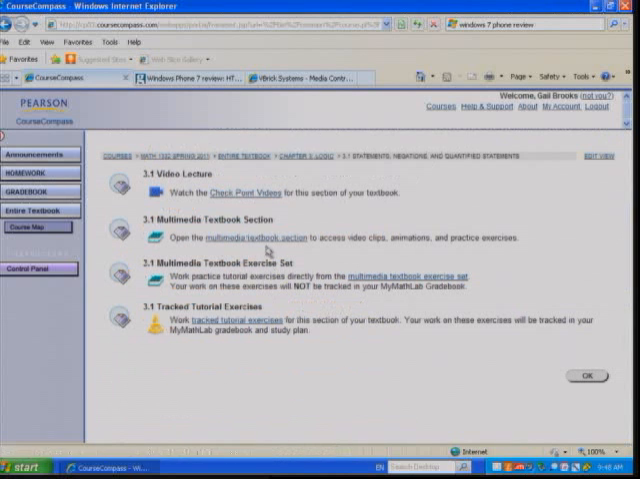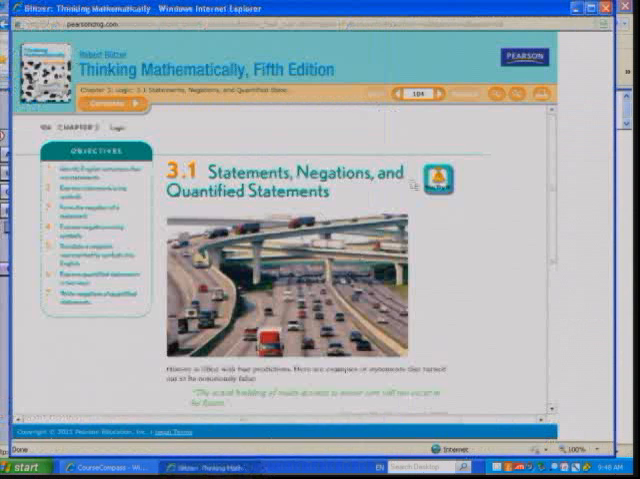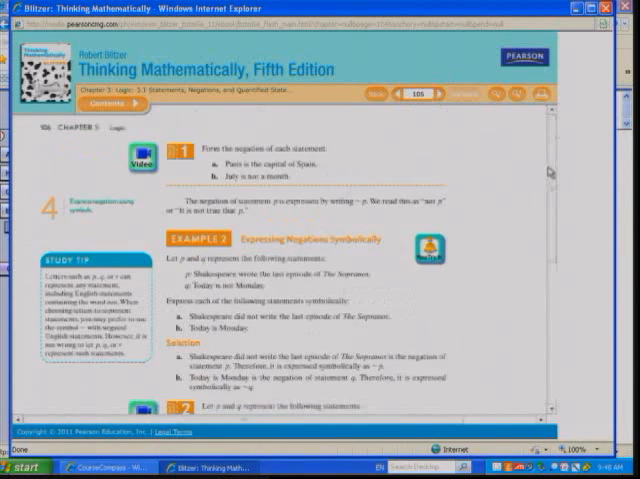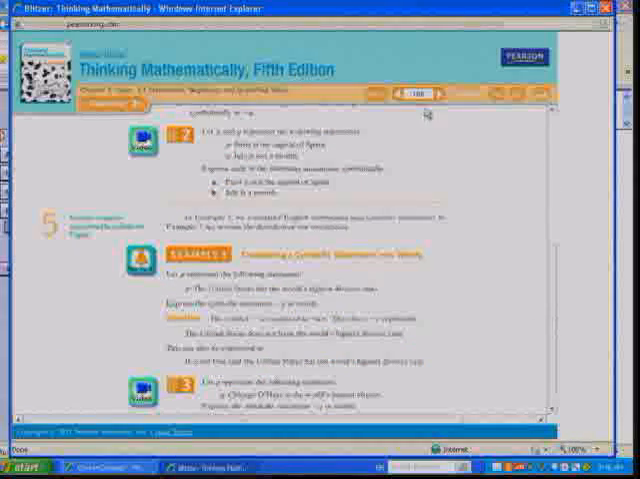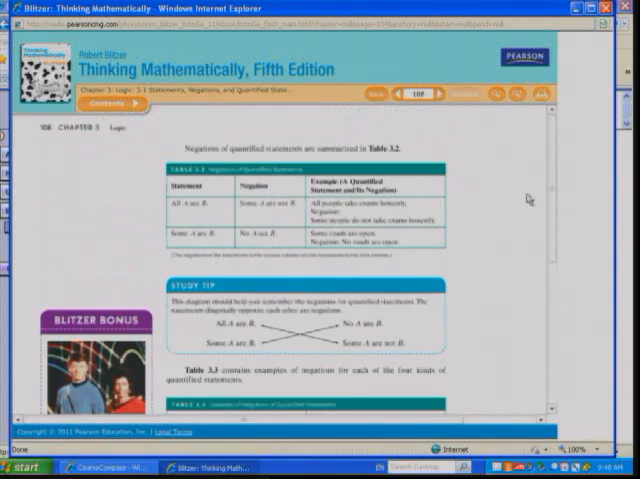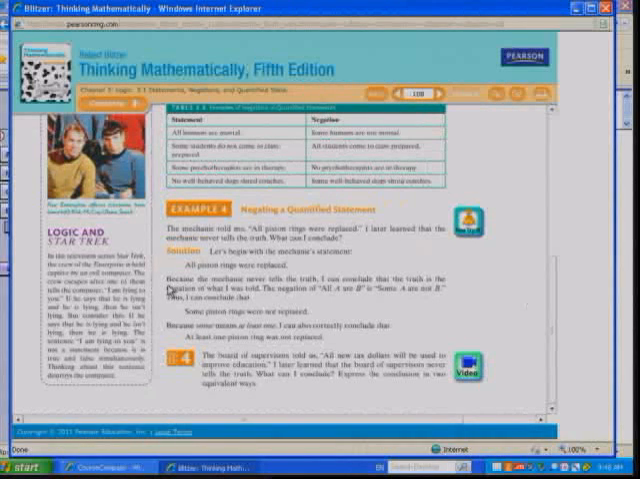If you go to 3.1, I think it was in 3.1, he has these little study tips and little Blitzer bonuses on the side that are really cool. Here's the Blitzer bonus. It says Logic and Star Trek. In the television series Star Trek, the crew of the Enterprise is held captive by an evil computer. The crew escapes after one of them tells the computer, "I am lying to you."